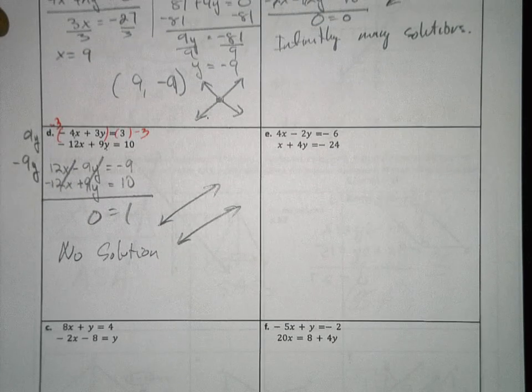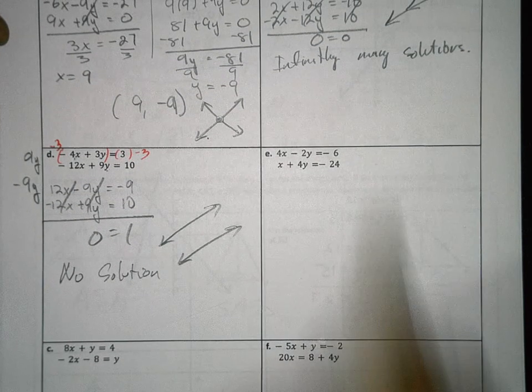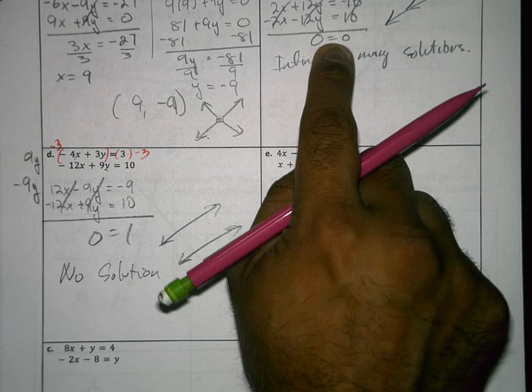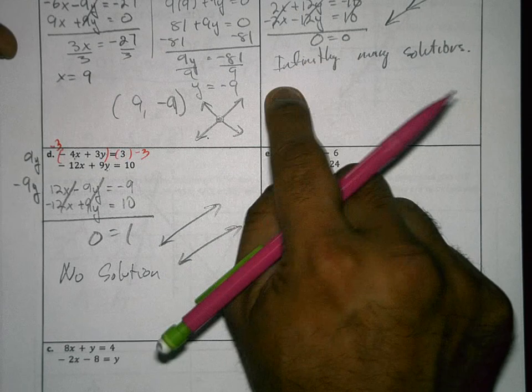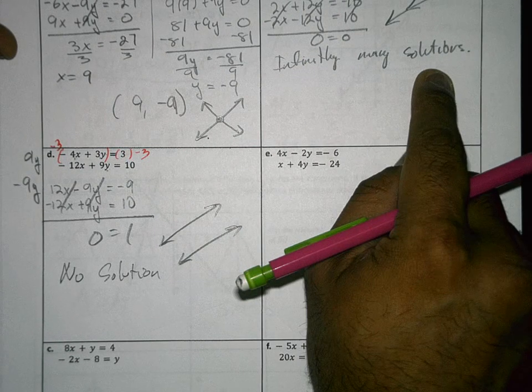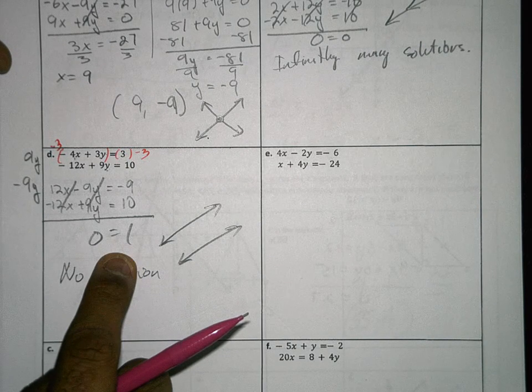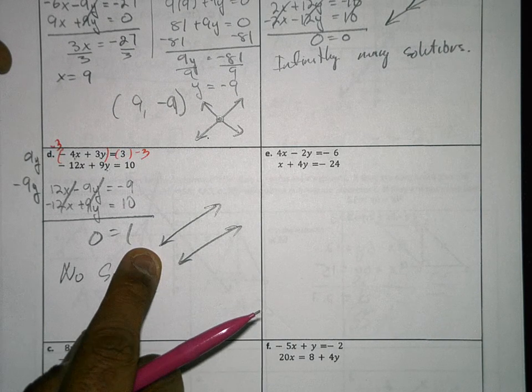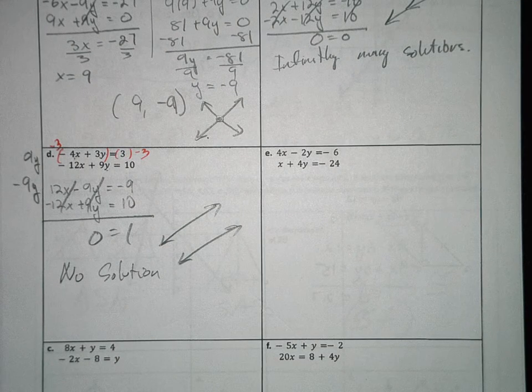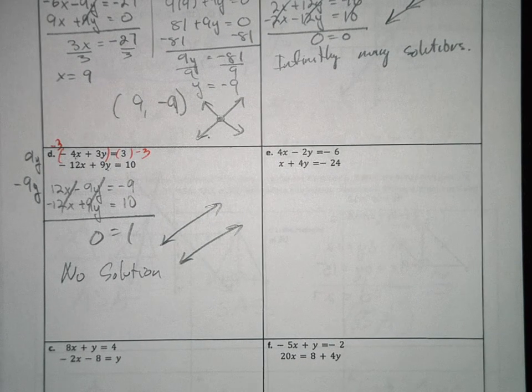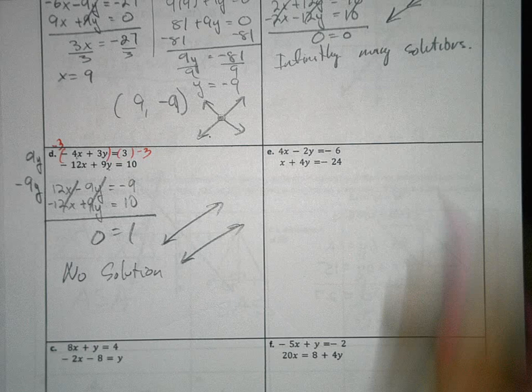And just to show you the difference between the two scenarios, I'm going to go back to the previous question. In the previous question, you had 0 equals 0. That is a true statement. 0 does equal 0. That's why it's infinitely many solutions. Down here, 0 does not equal 1. So what they're saying is this will work if you can get 0 to equal 1. And that's not going to happen, so it's no solution. Okay. All right, moving on to the next one.